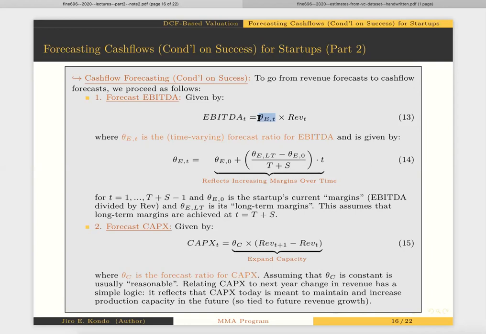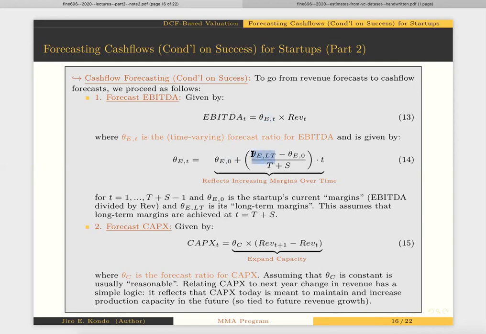Now, generally, if you look at a startup right now, its margins early on are going to be negative. So in terms of notation, this is our estimate of current margins for a startup. Again, usually a startup early in its life has negative margins, so think of this as a negative number. Obviously, if we think the startup has value, it must mean that we expect its margins to eventually become positive.